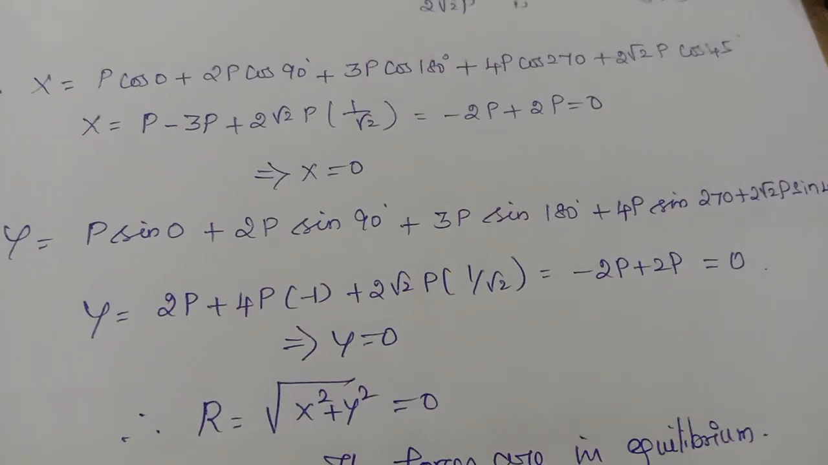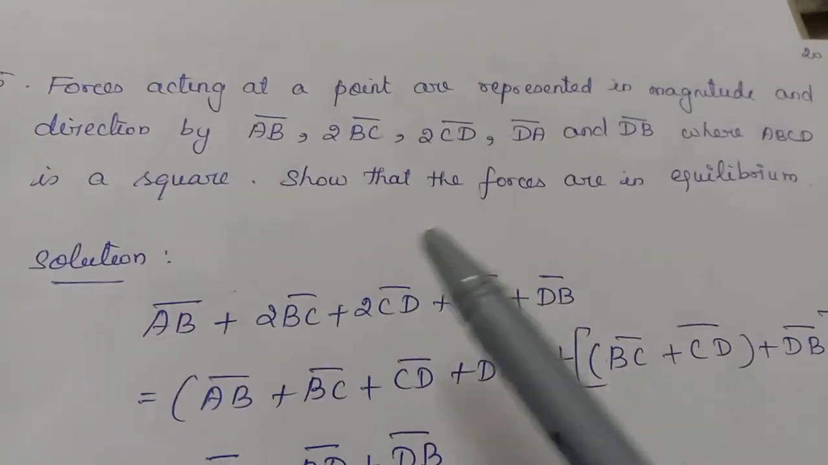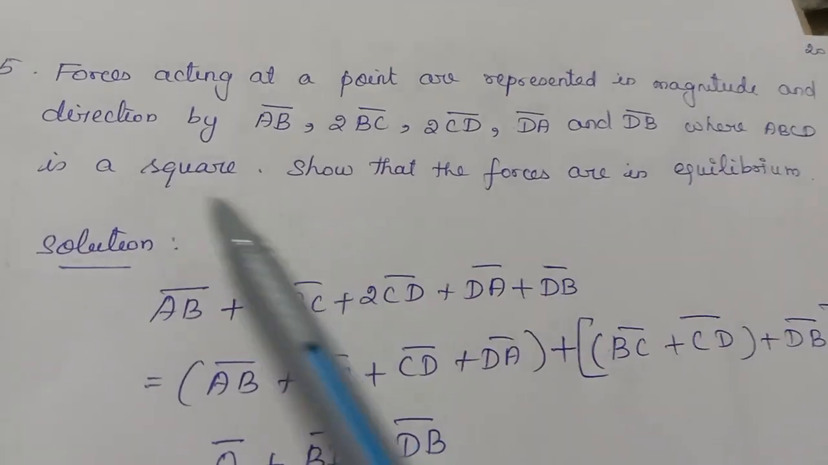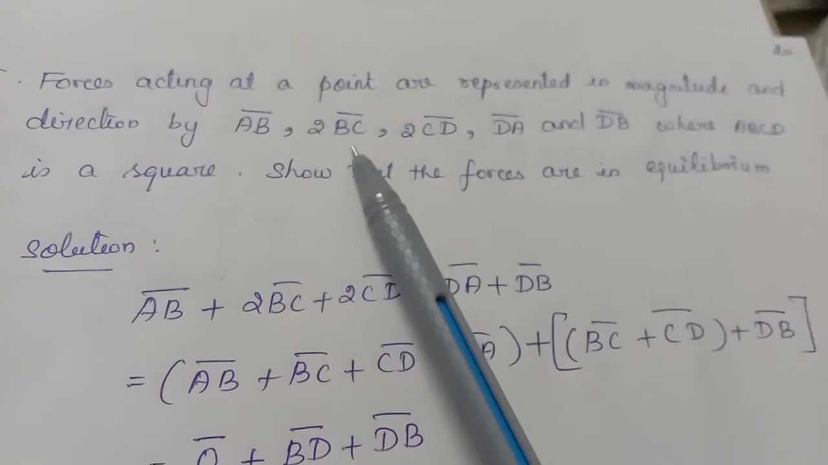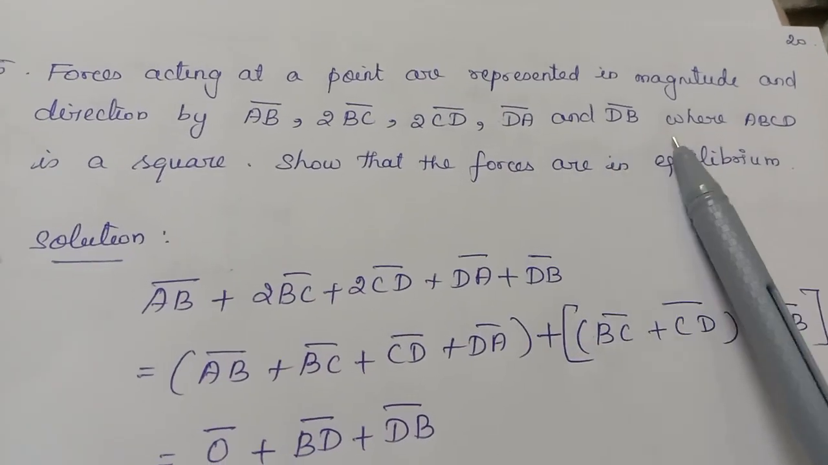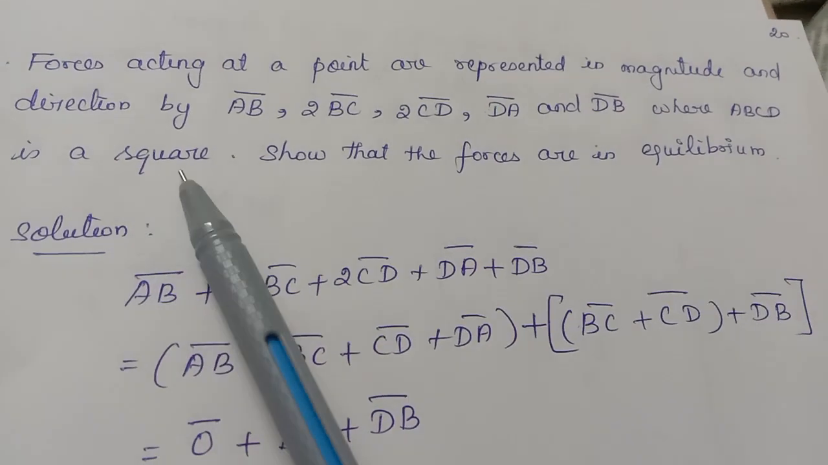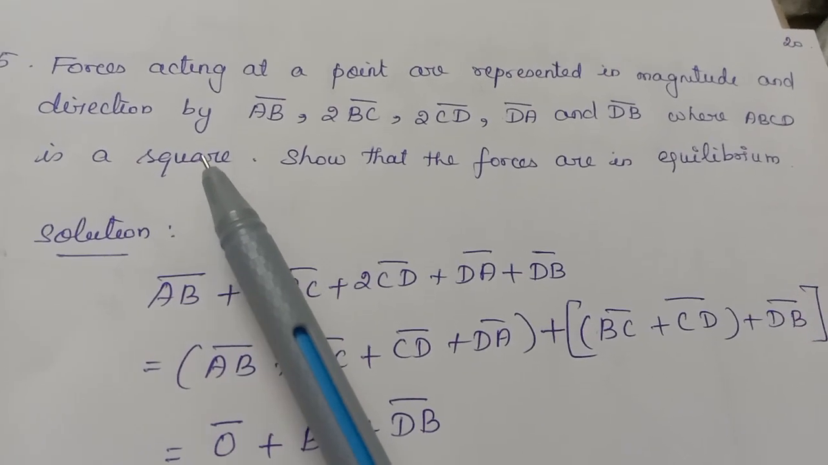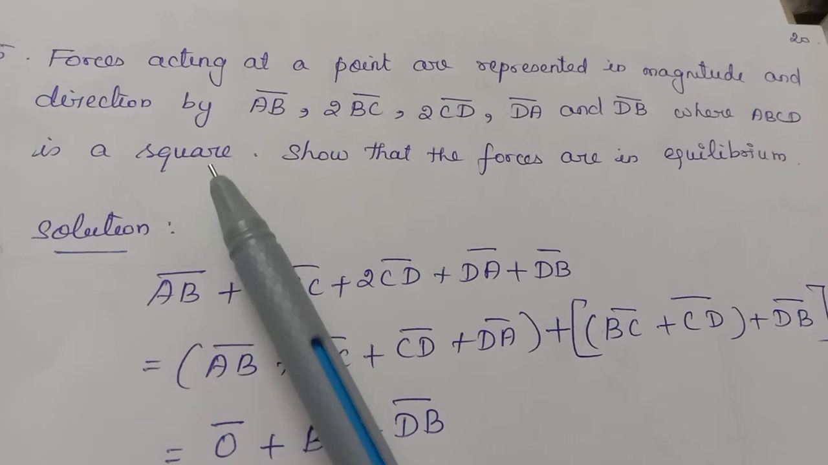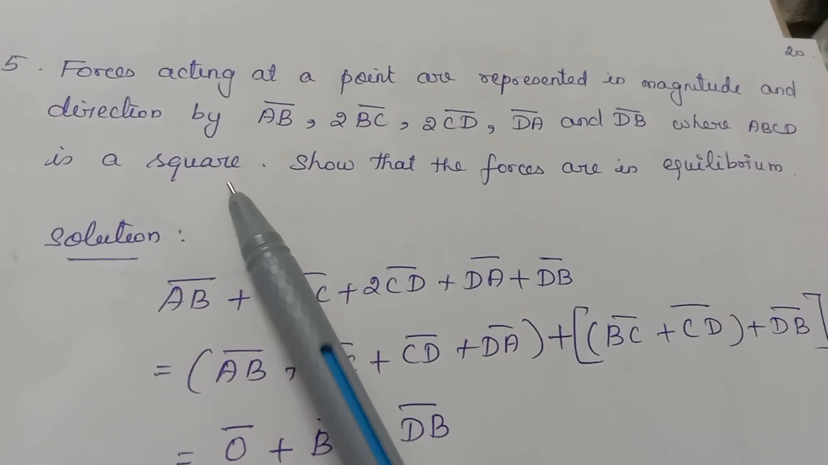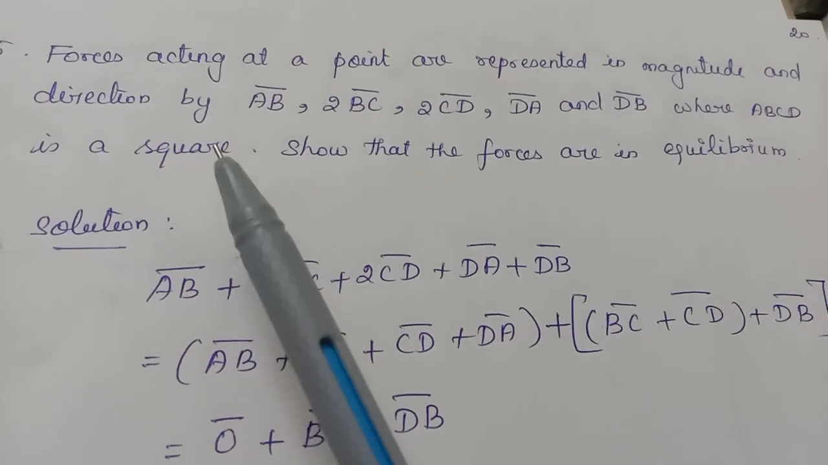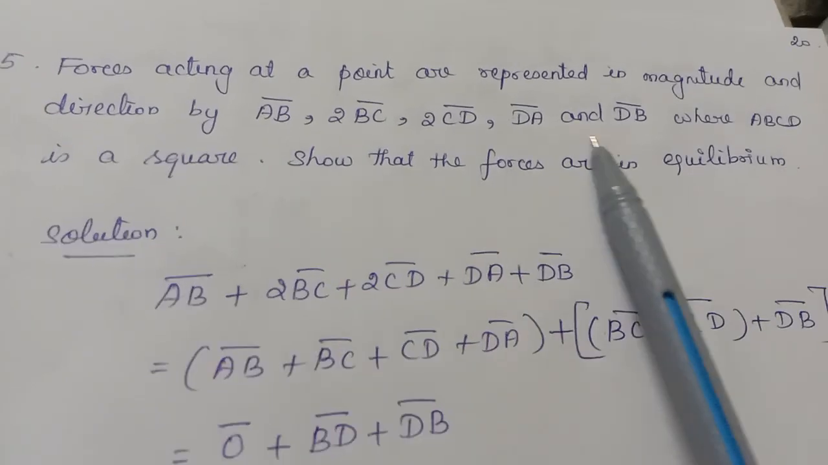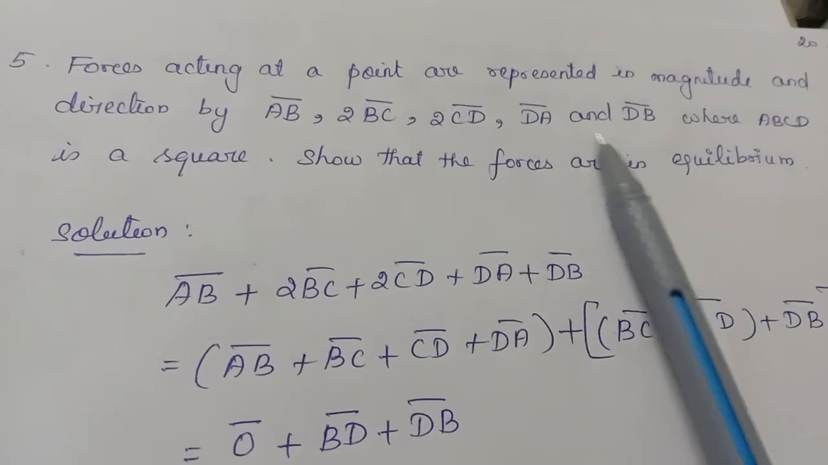Okay, next, last problem. Forces acting at a point are represented in magnitude and direction by AB, 2BC, 2CD, DA and DB, where ABCD is a square. This is also like the previous problem only, but in the previous problem, the forces are acting along the sides but not represented in magnitude. Okay, the magnitudes are different. Directions are only along the square. But here both magnitude and directions are given in terms of the sides of the square.